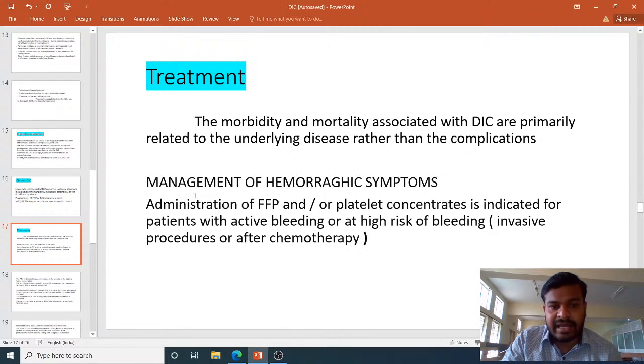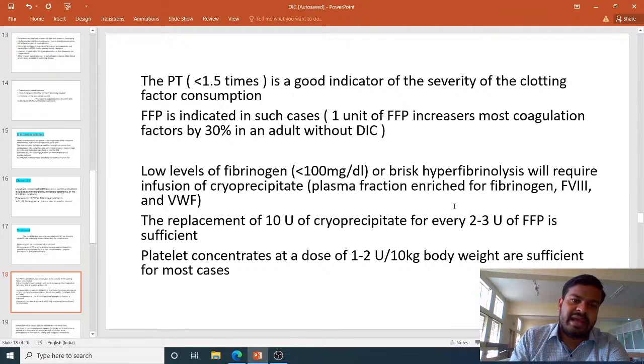Management of the hemorrhagic symptoms: administration of fresh frozen plasma or platelet concentrates is indicated for patients with active bleeding or at high risk of bleeding, such as with invasive procedures or after chemotherapy. So fresh frozen plasma and platelet concentrates should be administered if the patient has developed hemorrhagic symptoms. And PT, if it is more than 1.5 times normal, is a good indicator of severity of the clotting factor consumption. So fresh frozen plasma is indicated in such cases.